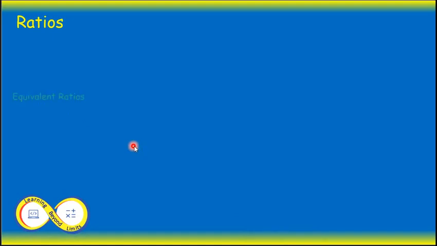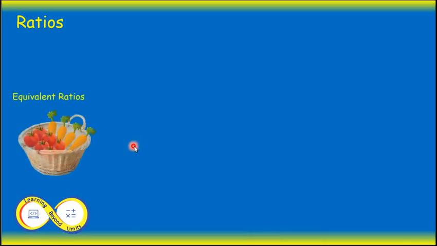Let's talk about ratio, equivalent ratios to be exact. What exactly is an equivalent ratio? An equivalent ratio expresses the same relationship between two quantities, even though the numbers are different.